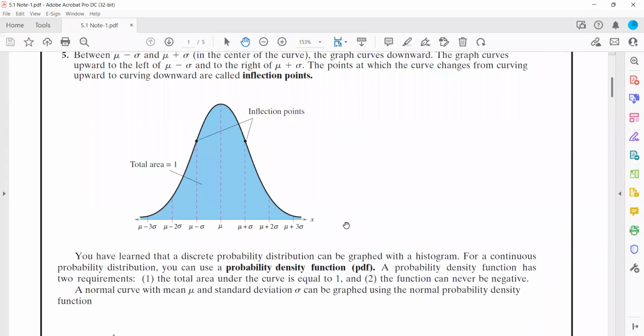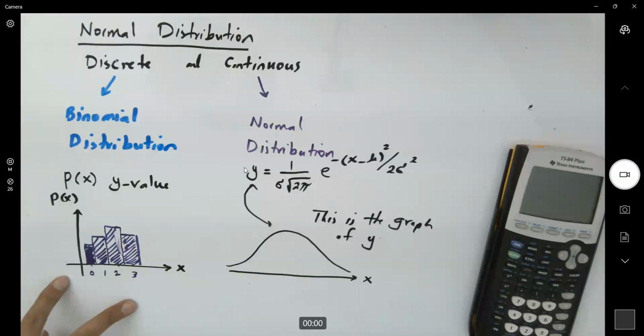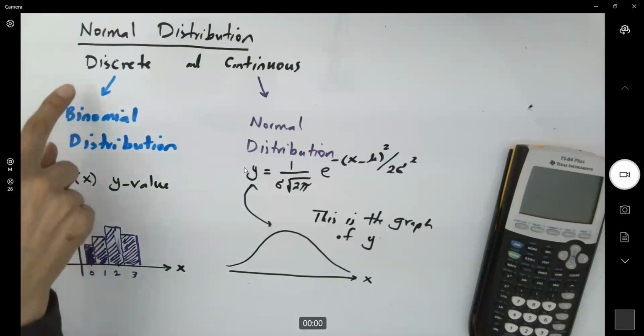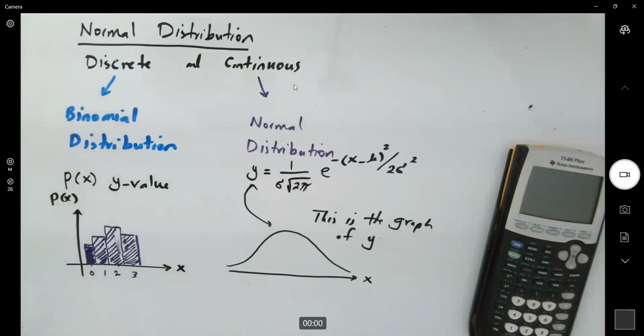Very well. So you learned that a discrete probability distribution can be graphed with a histogram. Yeah, we saw that before. Here you have a histogram for a discrete probability distribution. One of them, the famous one, was the binomial distribution.